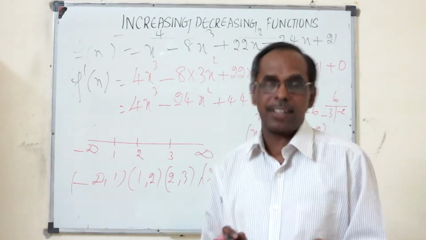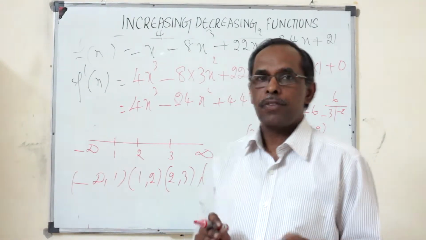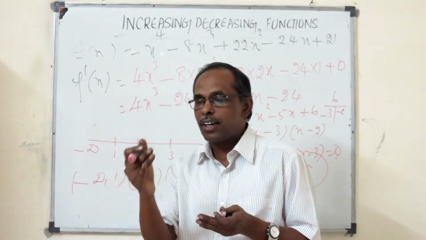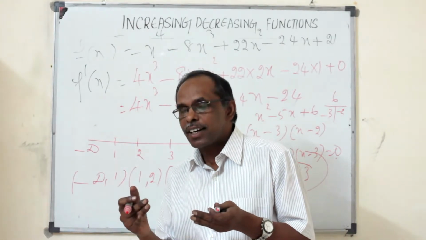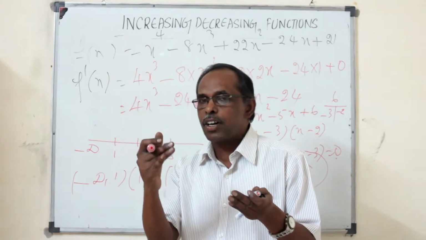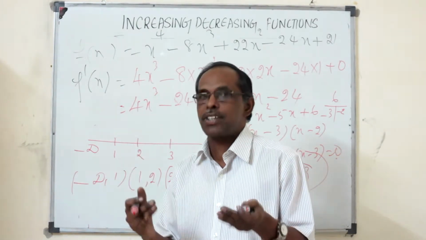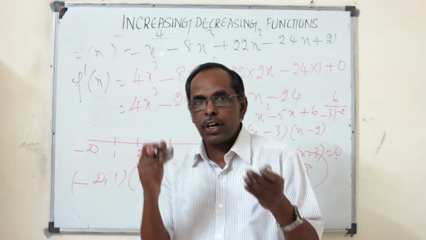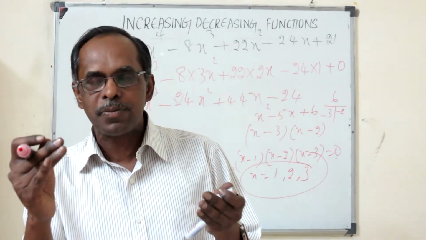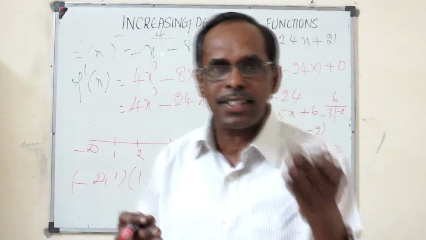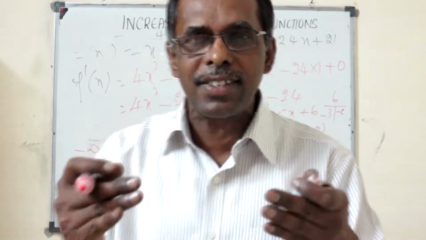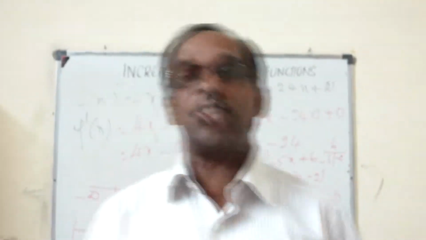Now what is the next target? What is the next step? We have to find out the intervals in which the function is increasing or the function is decreasing. Are you following me? As I said, the function is increasing when f dash of x is greater than 0. When the function is decreasing, f dash of x is less than 0.